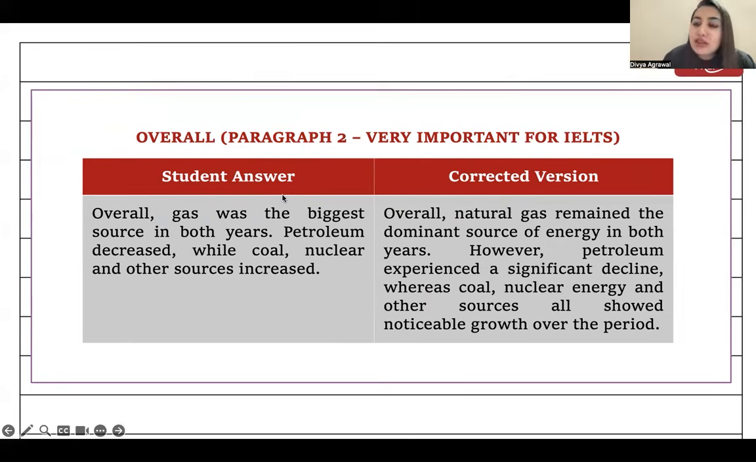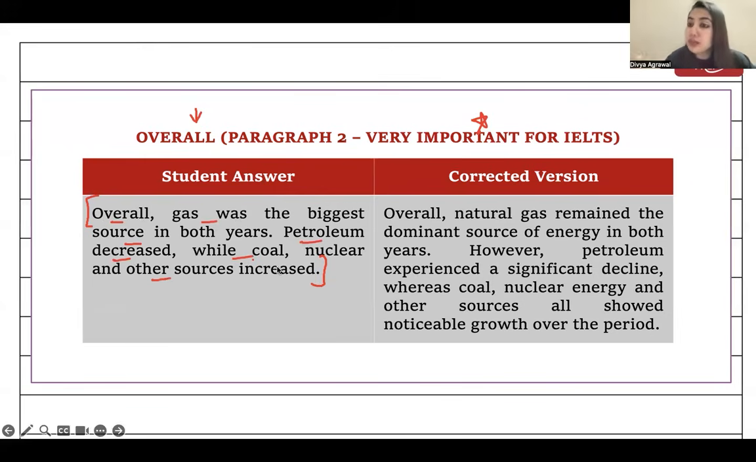Okay, guys? Now let's move ahead towards the overall, which is our second paragraph. In the overall, firstly, let's just read. It's really important for IELTS that you write this overall para. So a student has written it in a way: Overall, gas was the biggest source in both the years. Petroleum decreased while coal and nuclear other sources increased. That's how simply he has written. No doubt it is correct.